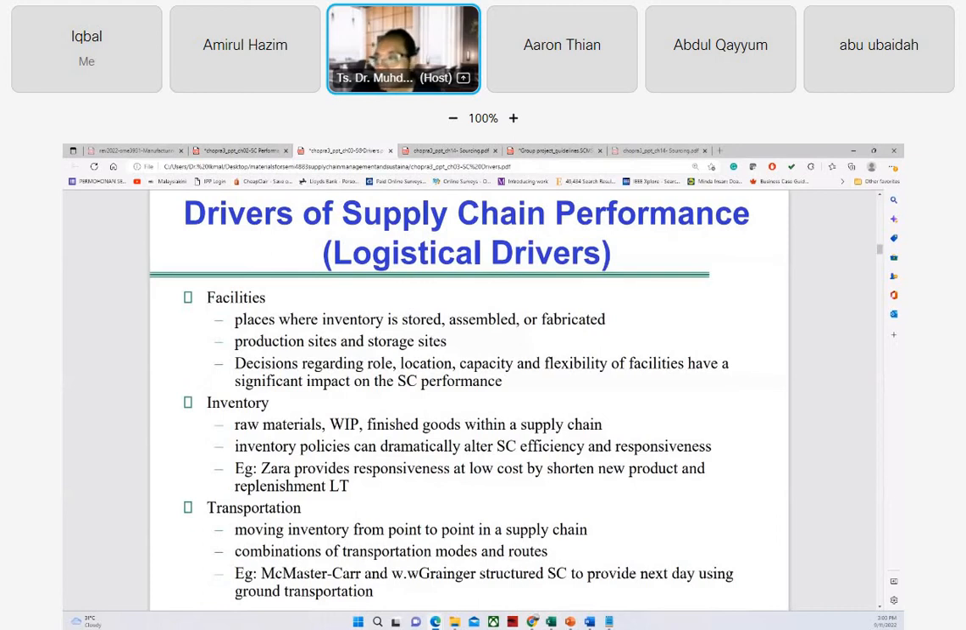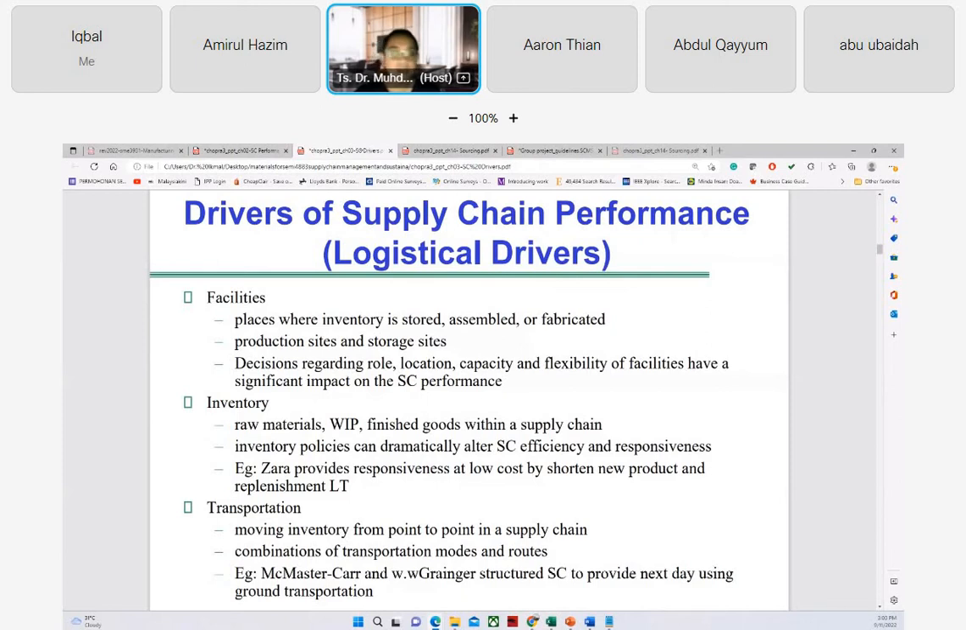Number one is your facilities. How big your facility is, and what kind of products you are going to store. Are you going to do assembly in your facilities, or are you going to fabricate, or maybe you just subcontract? So you have to understand your facilities' ability, and also your production site and storage site. How big is the green area you have to create your storage?